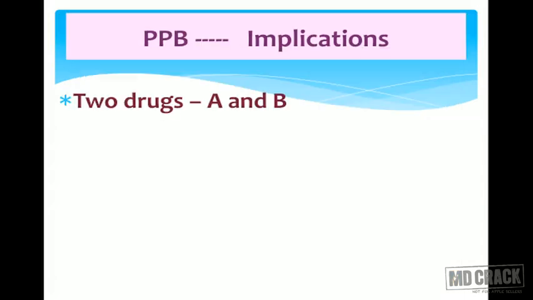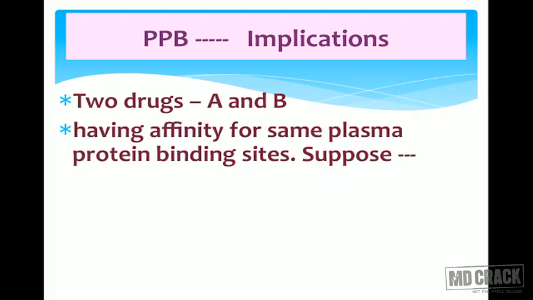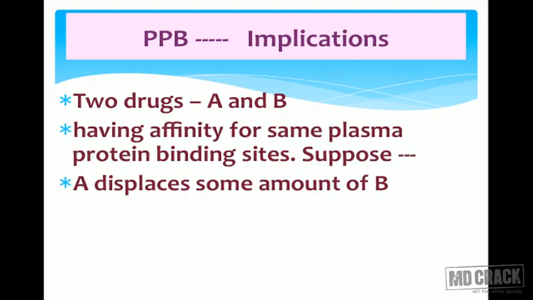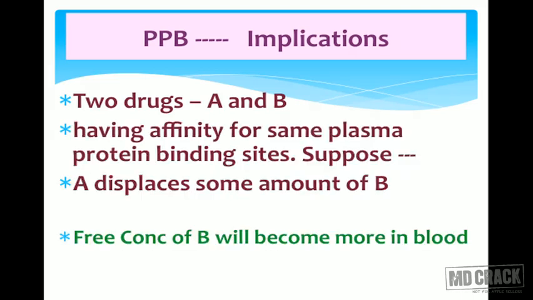Now let's look at the implication. What happens? There are two drugs, A and B, and both of them have got same kind of affinity for the plasma protein binding sites. Suppose B is already bound to the plasma protein, A comes and displaces some amount of B. So what's going to happen is free concentration of drug B is going to be more in the blood. And this is something which is unaccounted, which you never imagined.